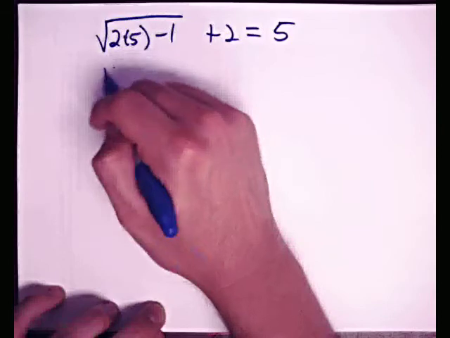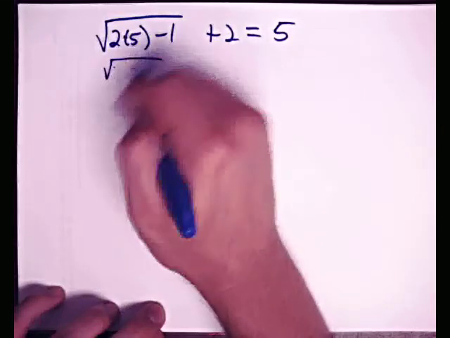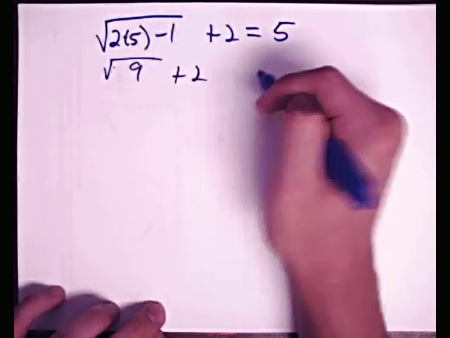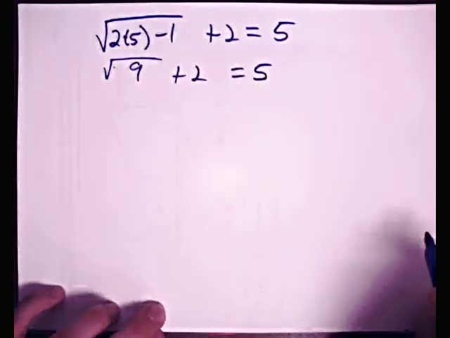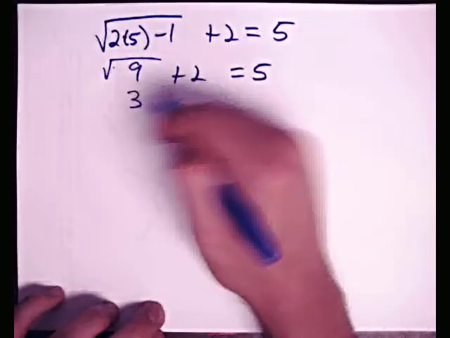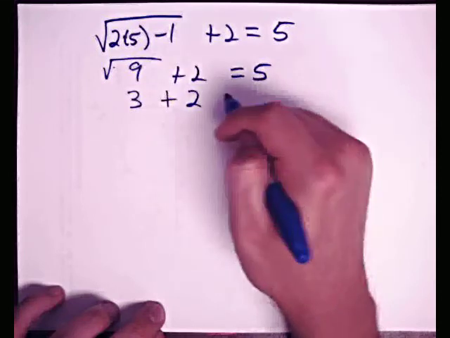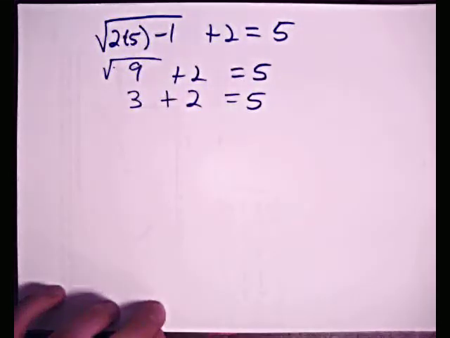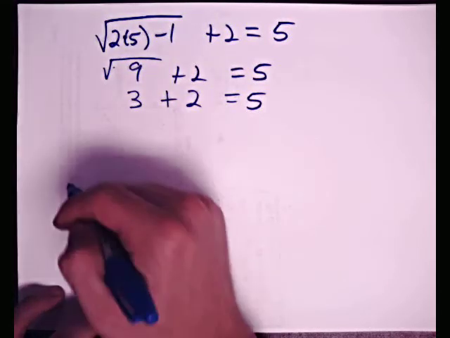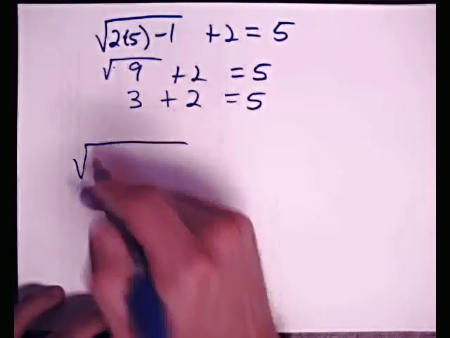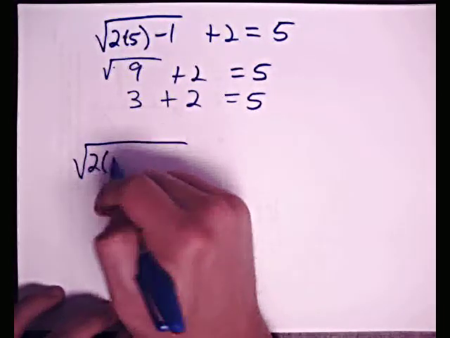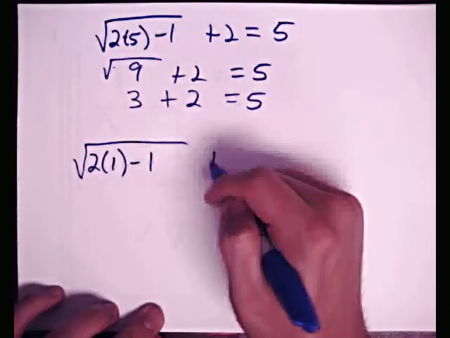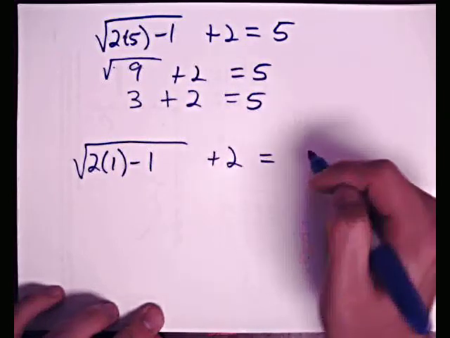So this is the square root of 10 minus 1, which is 9, plus 2, and that's supposed to equal 5. Square root of 9 is 3, plus 2, and that does equal 5. So far I know that 5 is part of my solution. The other solution I got was 1. So if I go to my original equation and put 1 in for x, the square root of 2 times 1 minus 1, plus 2, is supposed to equal 1.